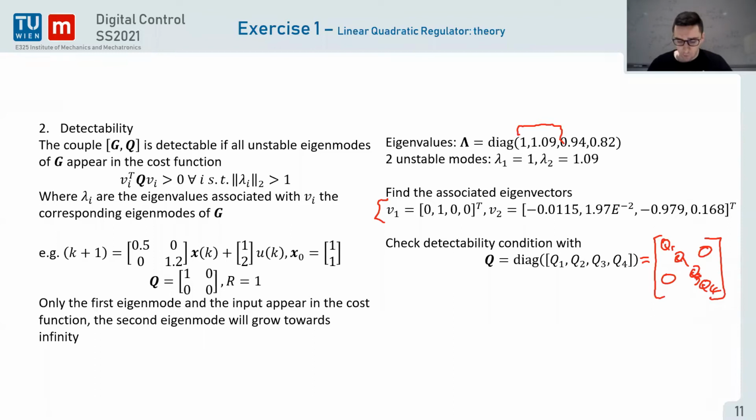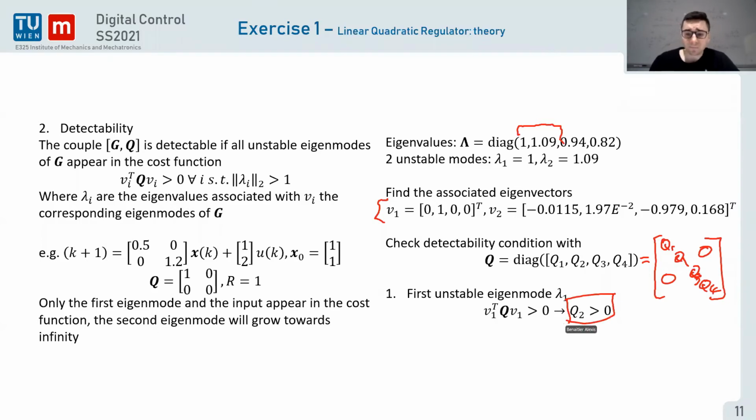This is the matrix I want to use with some values Q1, Q2, Q3, and Q4, and I want to know what I can do with these Qs. If I set all of them to 0, for sure, this eigenmode will be non-detectable, and so I cannot use LQR. So what are the requirements on these Q1 up to Q4 values such that my system is detectable? If we take the first unstable eigenmode, that means that V1 transpose Q V1 is, simply speaking, just Q2. So the first requirement is that this Q2 value has to be bigger than 0.